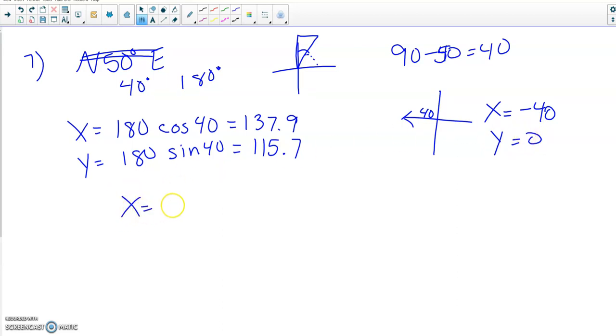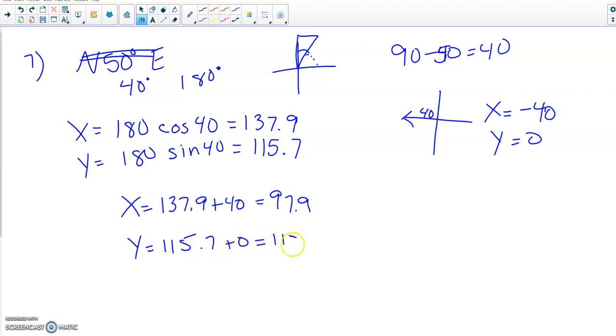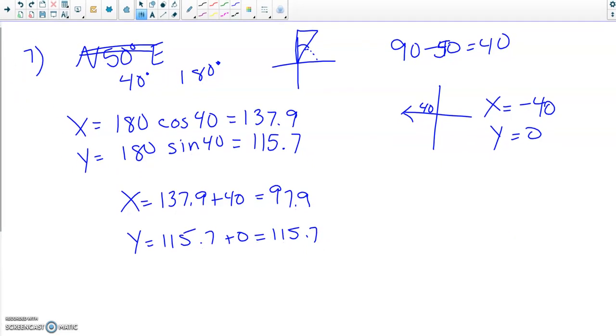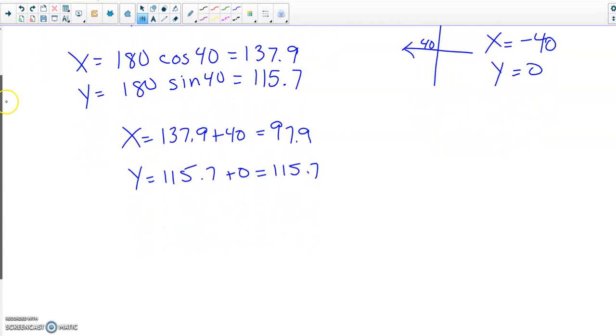Okay, so here we go. We're going to add our x's. 137.9 minus 40 is 97.9. And my y value, 115.7 plus 0 equals 115.7. Okay, so now we're going to go find the magnitude.